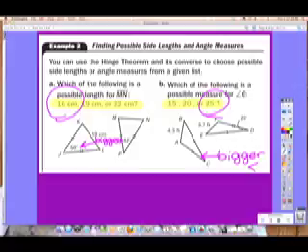This one, even though it's overlapping, they're sharing a side. Across from angle 2 is 13. Across from angle 1 is 14. Guys, which is bigger, 13 or 14? Okay, so this has to be the bigger one, right? So which angle has to be bigger? There you go.